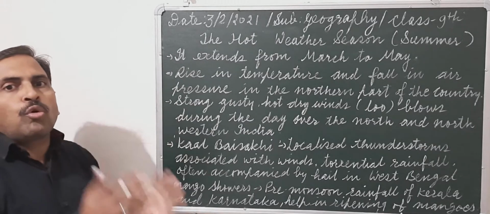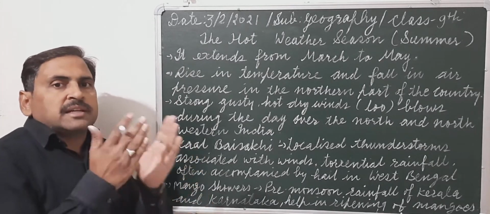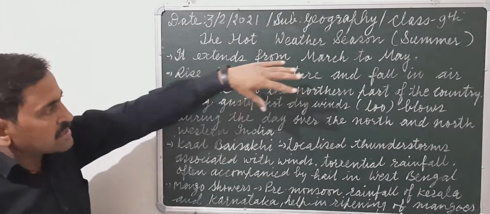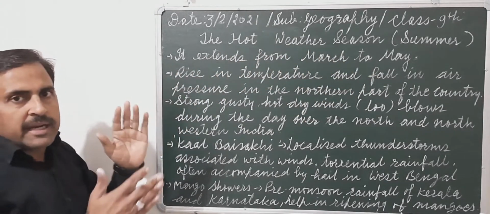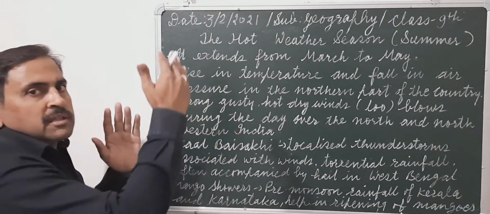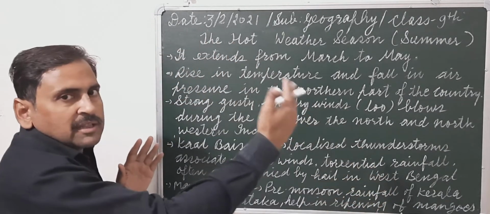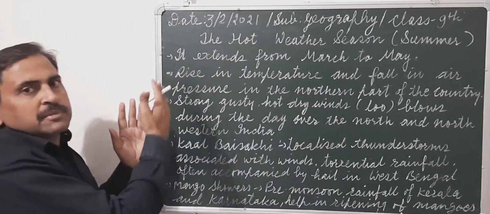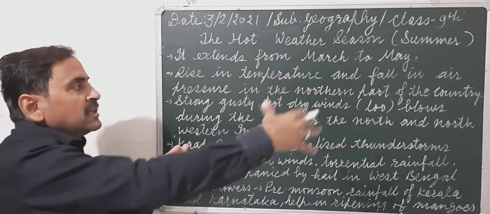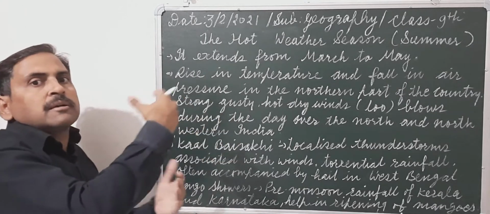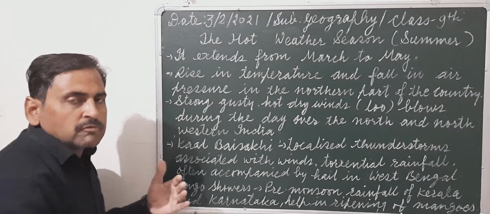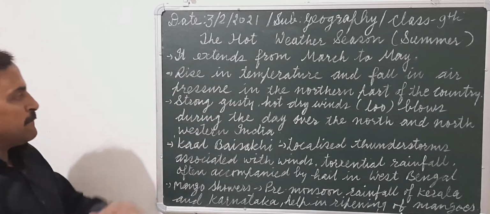So low air pressure conditions develop over the northern plains, and this low pressure area extends from the Chota Nagpur plateau in the east up to the western part of the Ganga plain. Here, the circulation of air begins. That helps in the movement of the southwest monsoon winds.